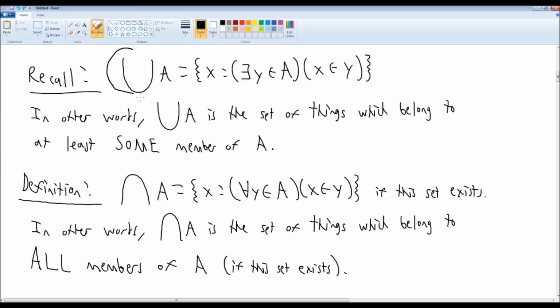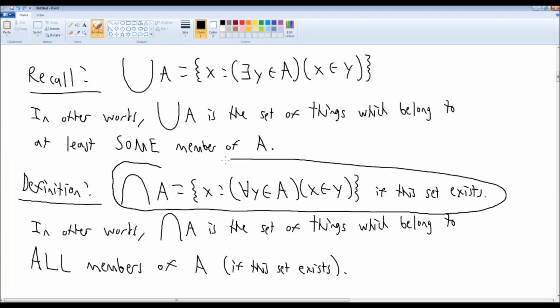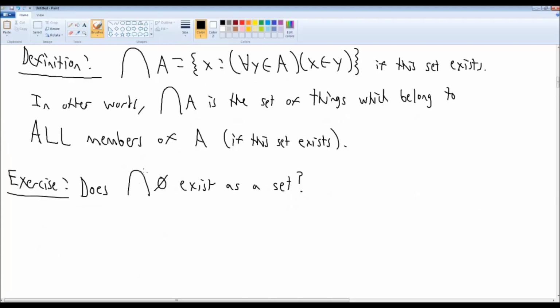The arbitrary union, we know that this always exists by the axiom of union. However, there is no axiom that tells us that this exists. If it does exist, it's something that we got to prove as a theorem. So here's an exercise for you. Does this guy exist as a set? And the answer to this is actually no, but here's why.